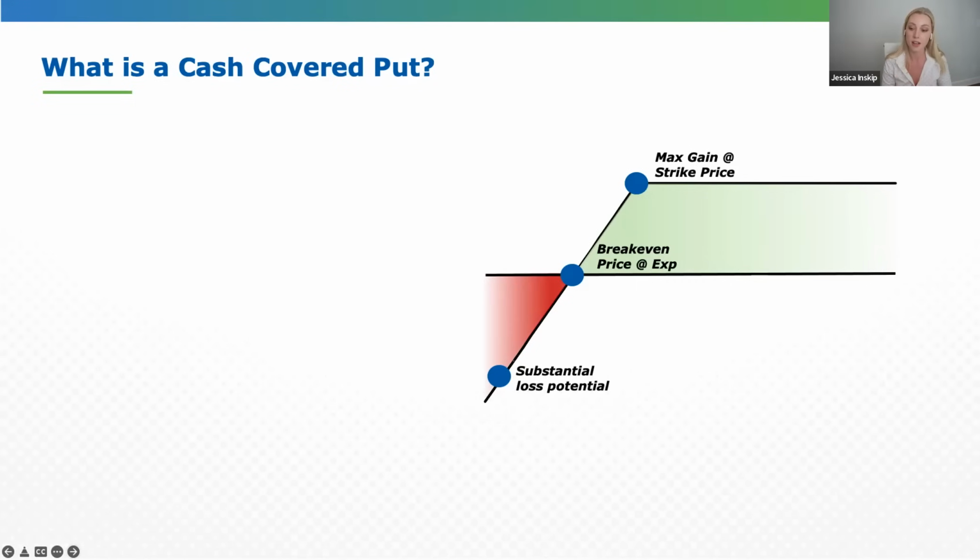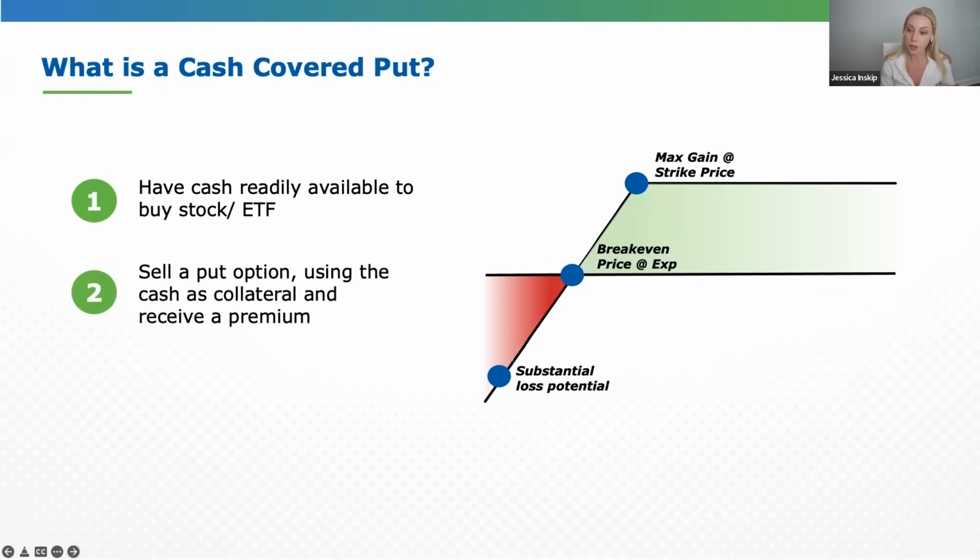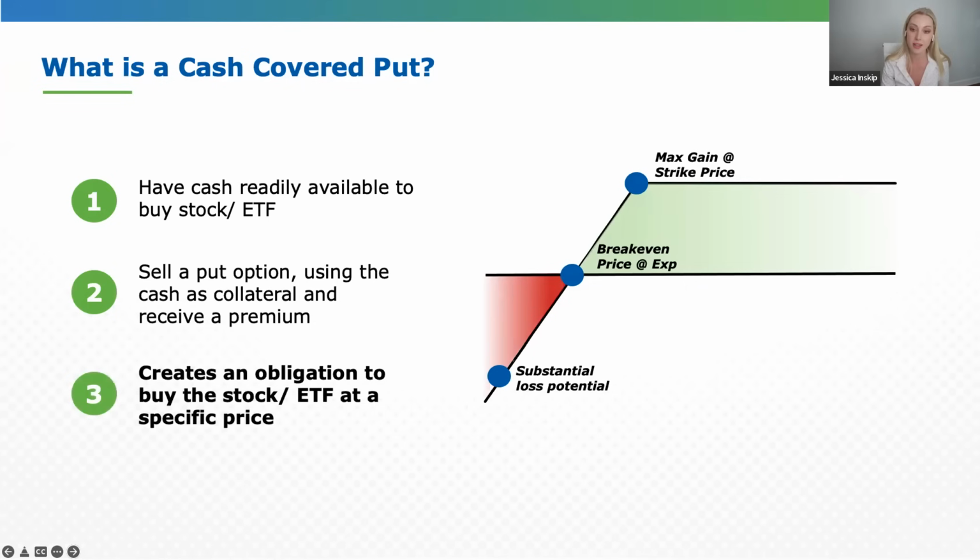If you're not following along, the risk profile of the covered call and the cash covered put is very similar to just owning the security itself. So you have to have cash readily available to buy the stock or ETF because you have an obligation to buy. You have to have the cash available if it's going to be considered covered. And this is a strategy that you can do normally even in a retirement account. It doesn't require margin or anything like that. You sell a put utilizing that cash as collateral and receive a premium in return. And then it creates that obligation to buy the stock or the ETF at a specific price.